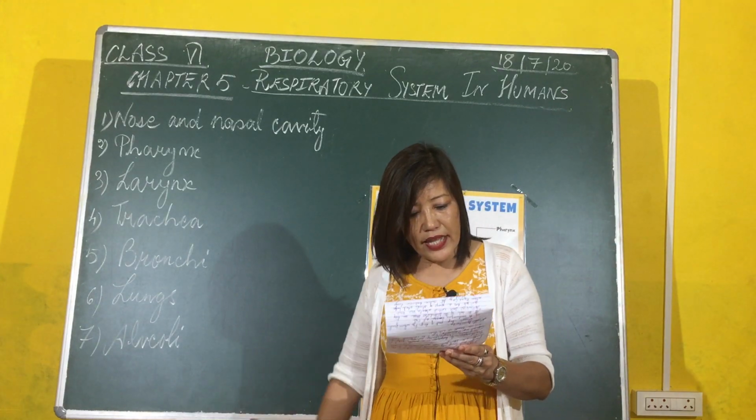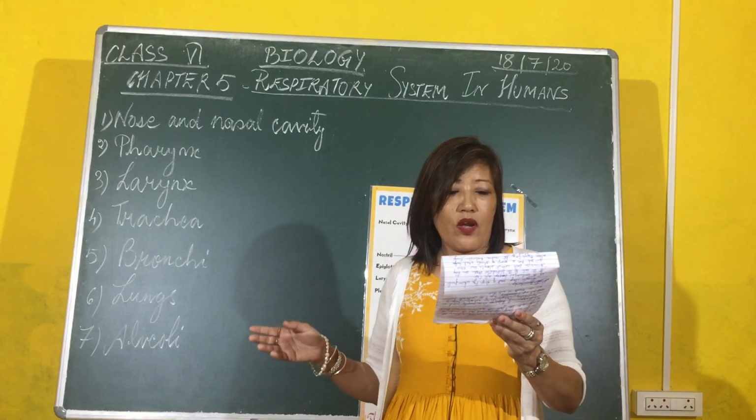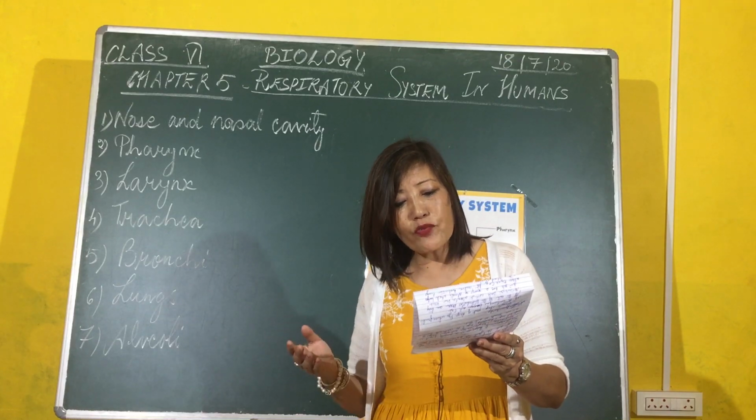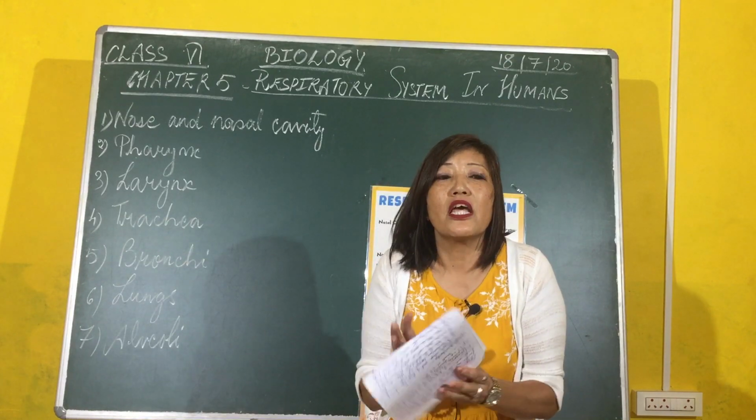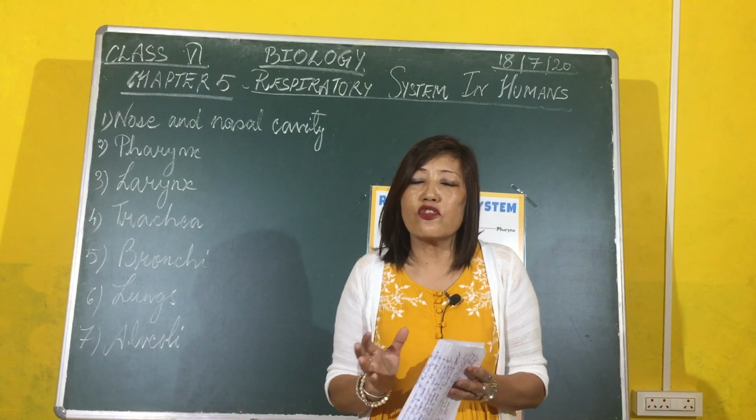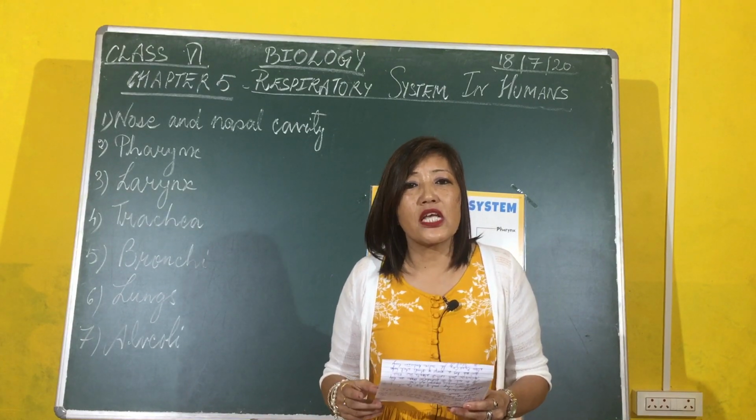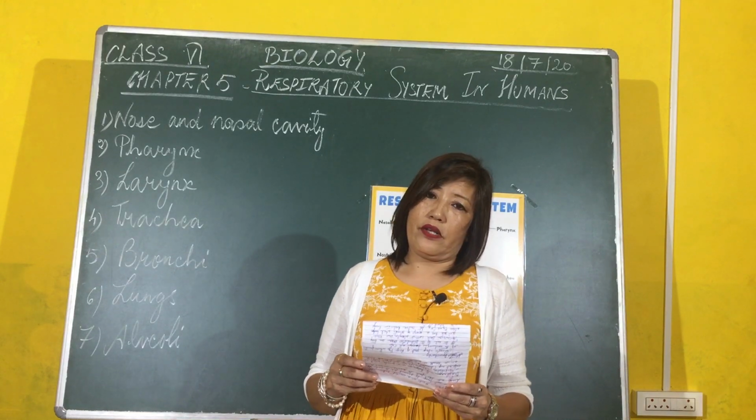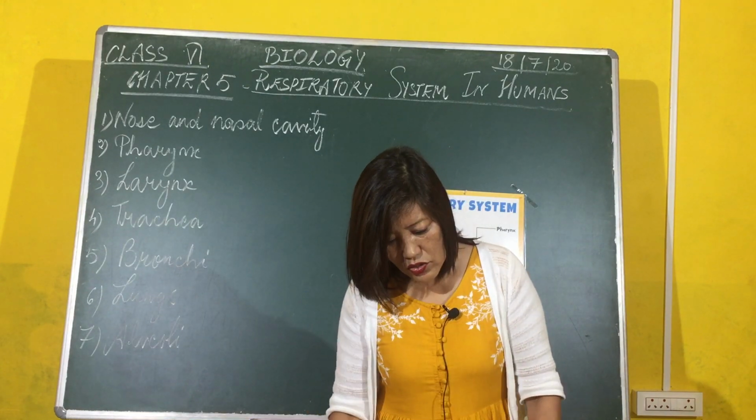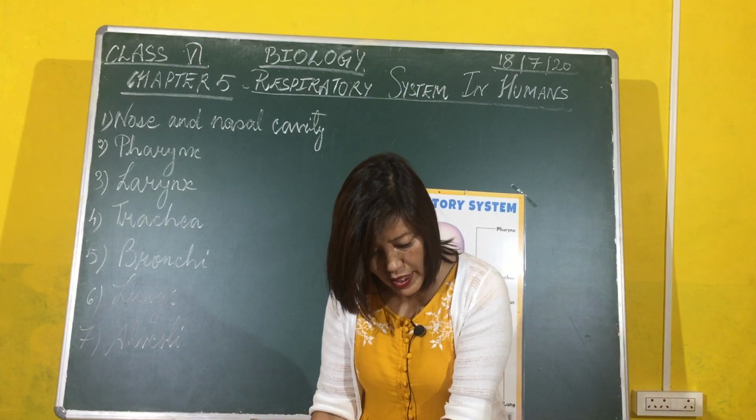All right. Then the last question, what is formed when oxygen combines with hemoglobin? Oxygenated blood is formed, which is called oxyhemoglobin.